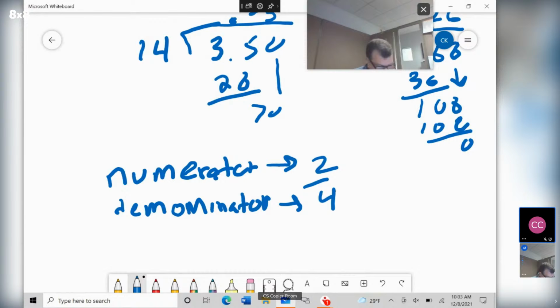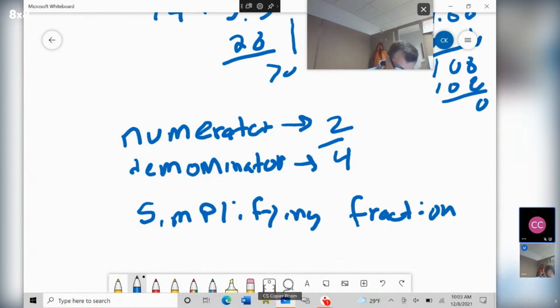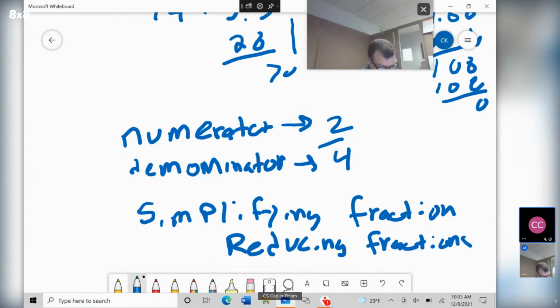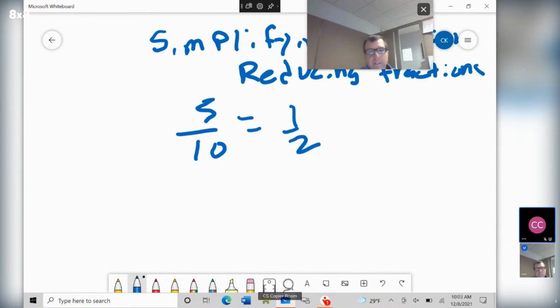One other thing we're going to ask you to do is simplify fractions. That's the same as reducing. Those two words are the same. So if you see simplifying or reduce, it means the same thing. I'll show you an example. If we have 5 over 10, we could take 5 out of the numerator and 5 out of the denominator, and that's going to equal 1/2. So if you see simplify or reduce, it just means we have to get it in the lowest terms. Those are just some words we're going to start with.